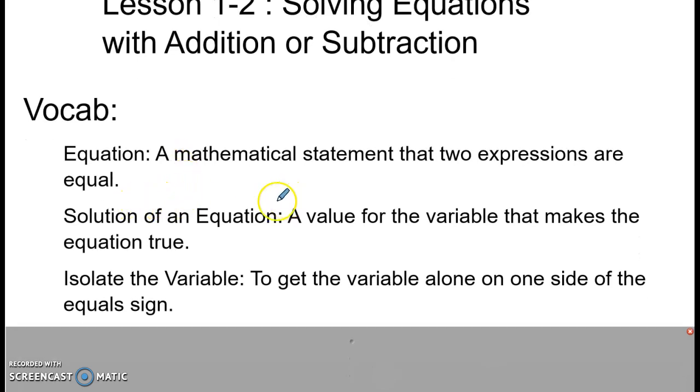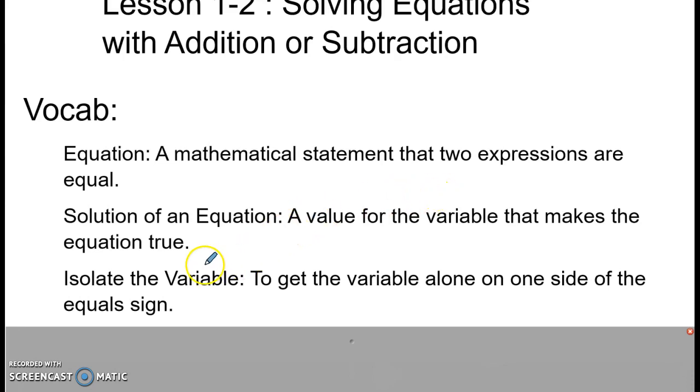The solution of an equation is not just going to be a number, but it's going to be a number or value for a variable that makes that equation true. It makes those scales balanced. If you have x on one side and 2 plus 7 on the other, then to make that balanced, you're going to need a 9 for x. So 9 would equal 2 plus 7.